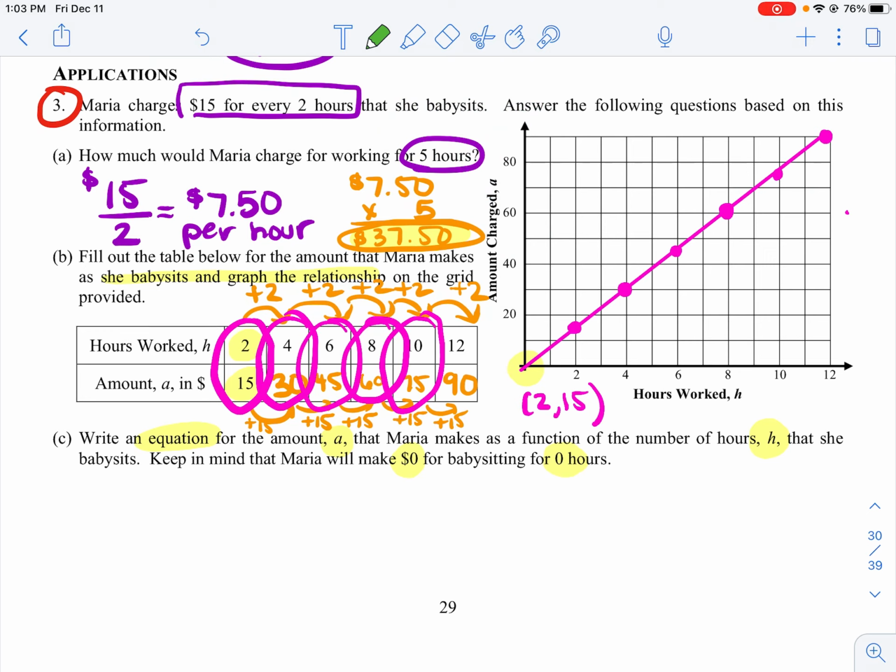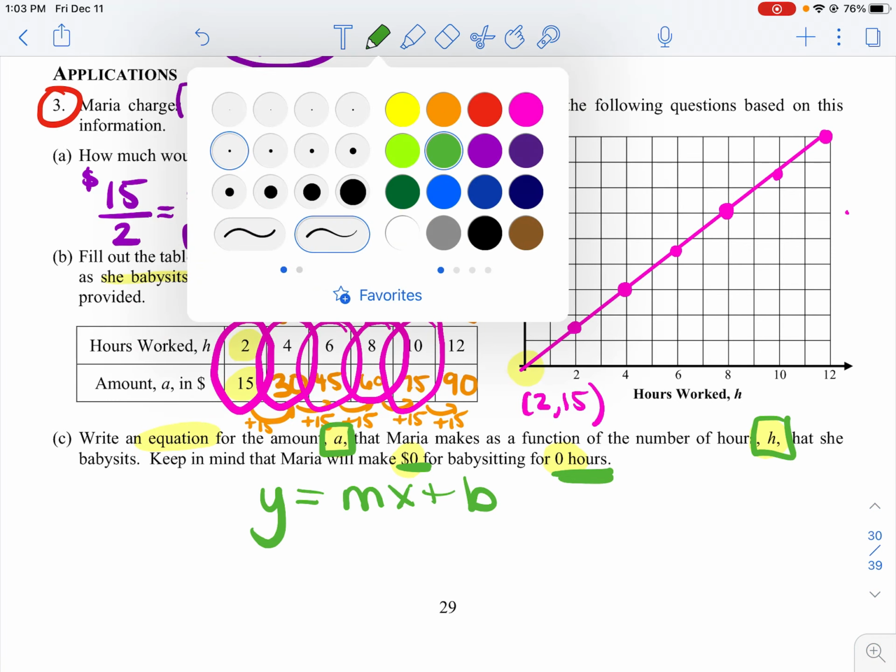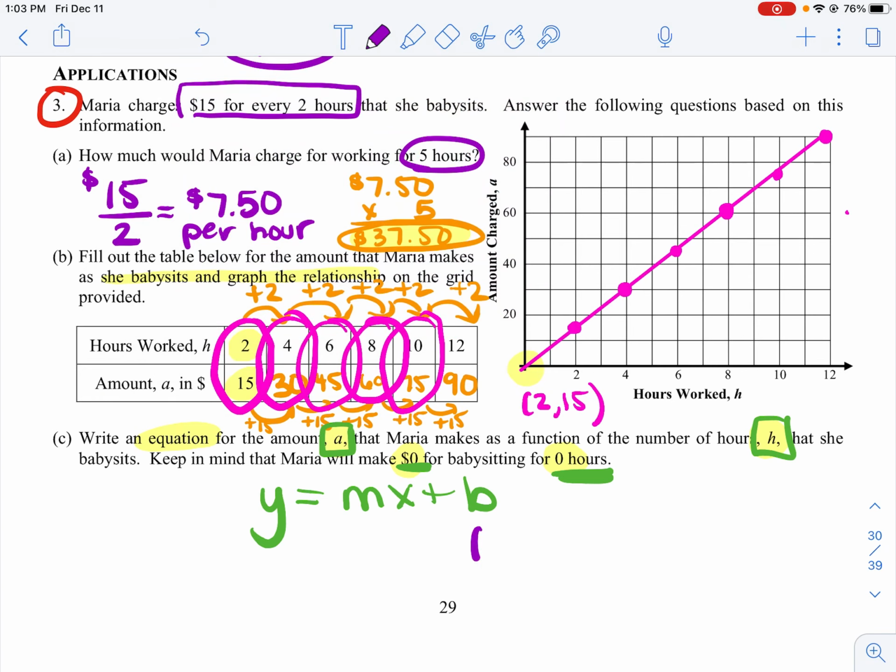So let's think about it. We have this A and this H, okay? So I'm going to think about our form y equals mx plus b. Now, they already told us if she works no hours, she gets nothing. So our starting point, or our b value, is going to be 0. I'm going to keep the y. What's our slope, though? What's changing every time she works 1 hour? How much is she making? Look back here. We already figured this out. Her hourly rate is $7.50.